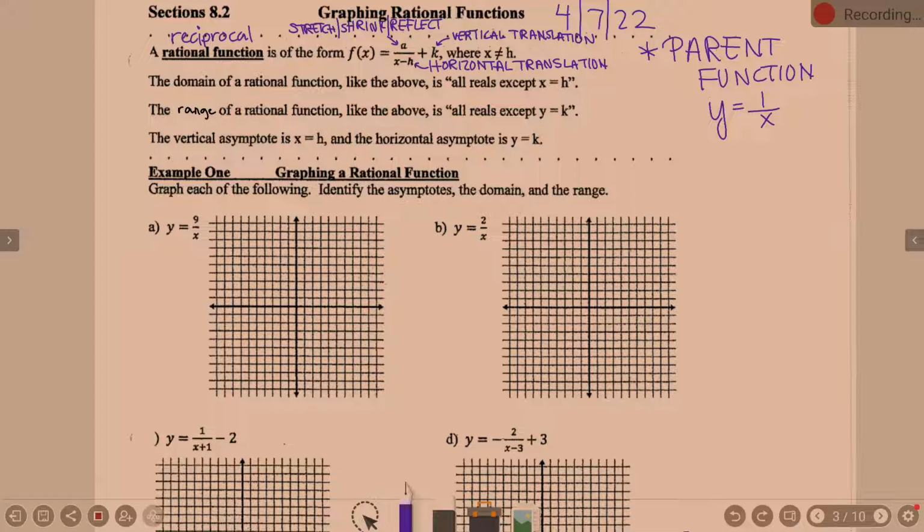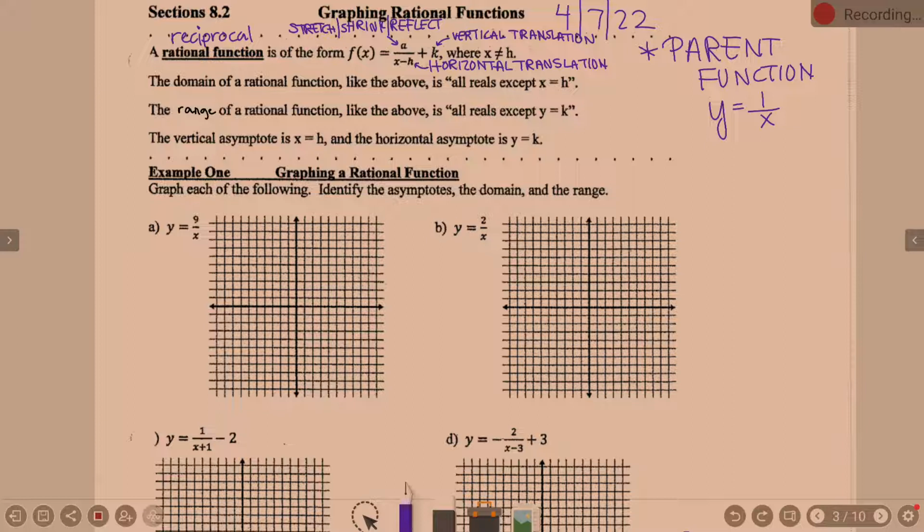If domain is left and right, or X values, range is up and down, or Y values. So the range on these graphs, again, I'll show you in a moment, is going to be all real numbers except whatever that K value is. So Y equals K. However far you move your graph up and down, it's going to be all real numbers except that one number.